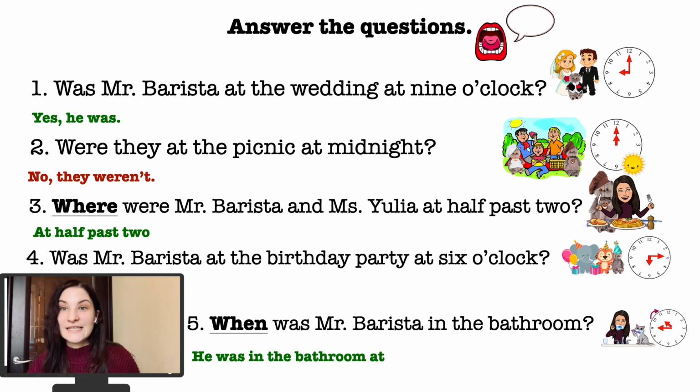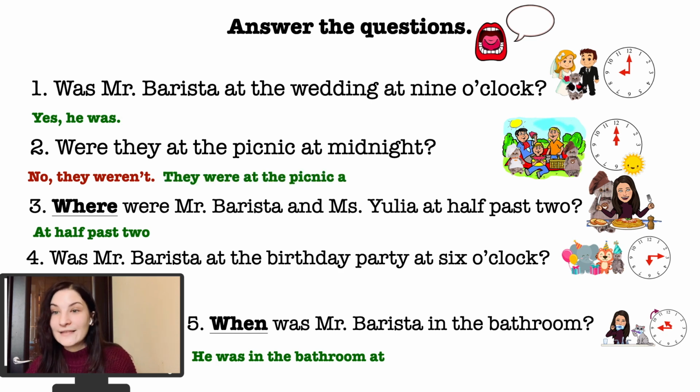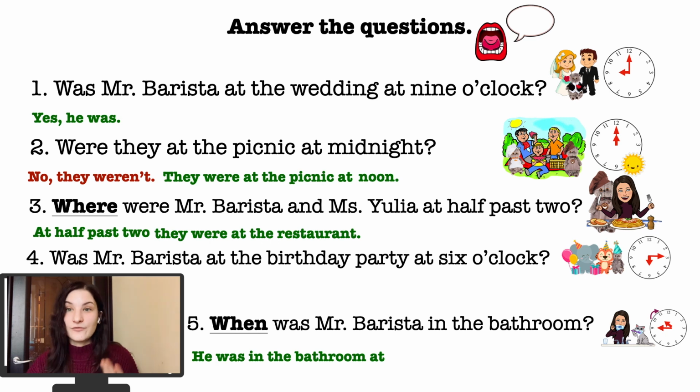No, they weren't. And here it's very important to say the correct variant. No, they weren't. They were at the picnic at noon, not at midnight. Number 3. Where were Mr. Barista and Miss Yulia at 2:30? So at 2:30, they were at the restaurant. Very nice. You need to do it orally, don't write it.